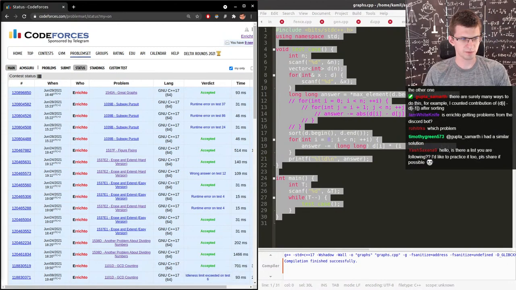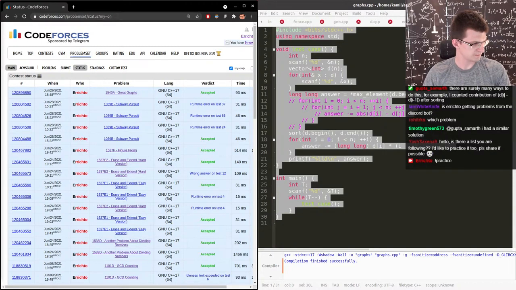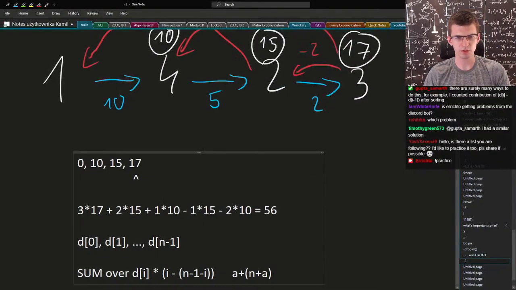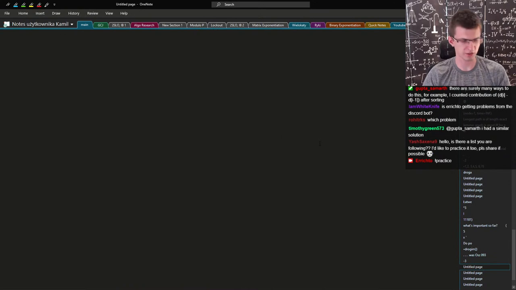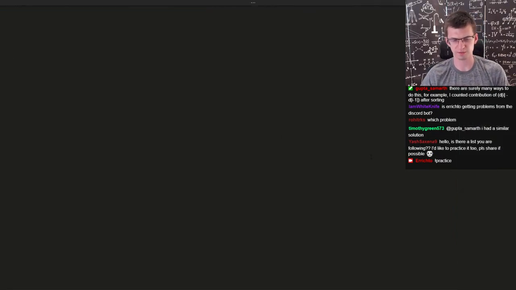Am I getting problems from the Discord board? No. I can do that for hard problems. Is there a list I'm following? No. But you can read this. What Gupta mentioned, I already got accepted, so we will move to the next problem in a moment.